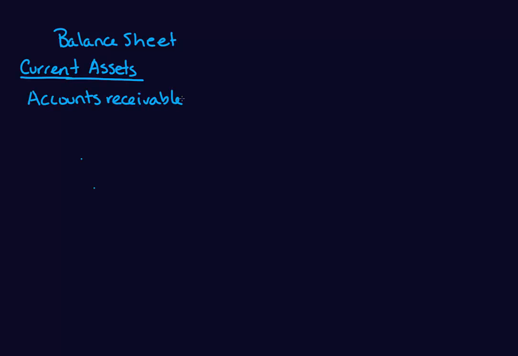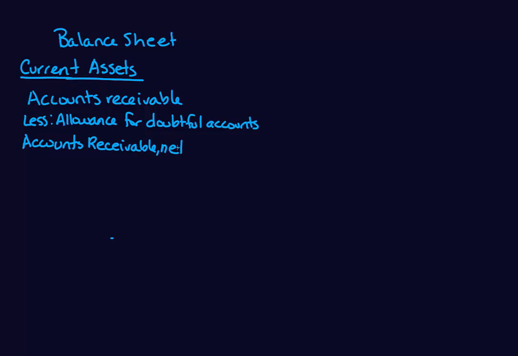So if we were to look on our balance sheet, we would have our accounts receivable less our allowance for doubtful accounts to give us our net balance in our accounts receivable. Remember that allowance for doubtful accounts is a contra asset account, which means it has a credit balance. The allowance for doubtful accounts was set up when we were estimating our bad debts for the year. Now we're going on to talk about what happens when we write off a customer's account when we know that they are not going to pay.